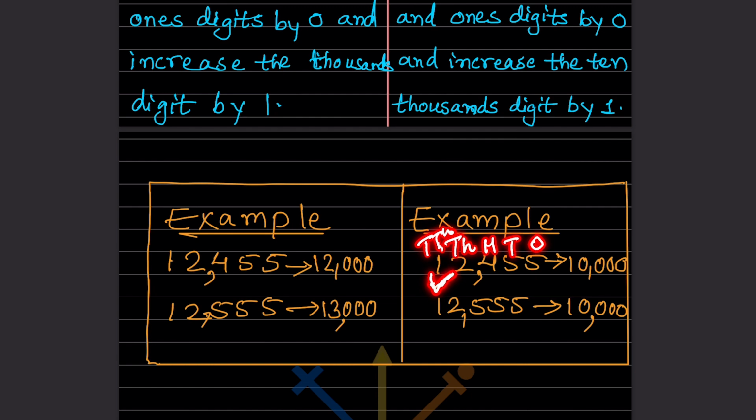Whether we have to change it or keep it the same, we have to concentrate on this one, and the very next is the thousands part. So what are you going to do here? This is 2. 2 means it is going to remain the same. It is less than 5, so it remains the same. So what are you going to write here? 10,000. Okay, hope you got it.